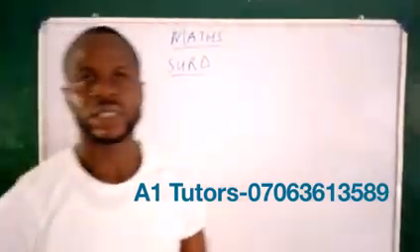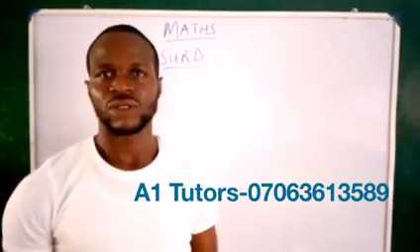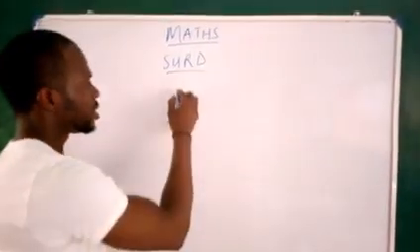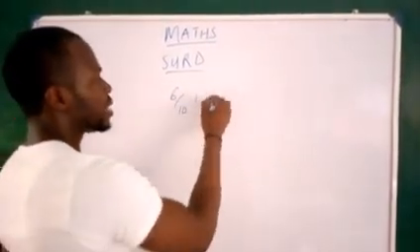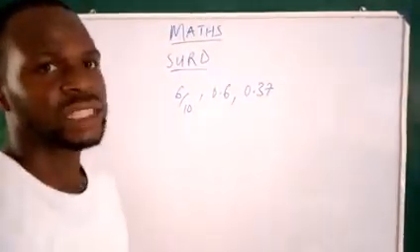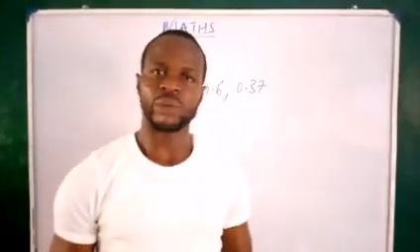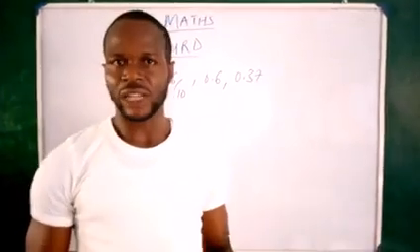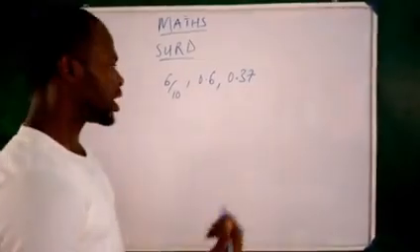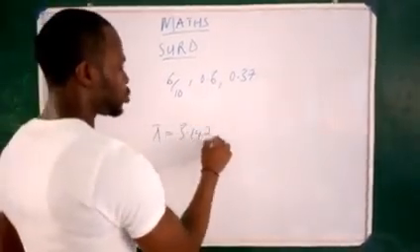What are rational numbers? Rational numbers are those numbers that can be expressed as a fraction or in ratios. Examples of rational numbers are 6/10, 0.6, 0.87. These are examples of rational numbers. Then we have the irrational numbers, which are numbers that cannot be expressed as a fraction or in ratios. An example of an irrational number is pi, which is approximately 3.142.